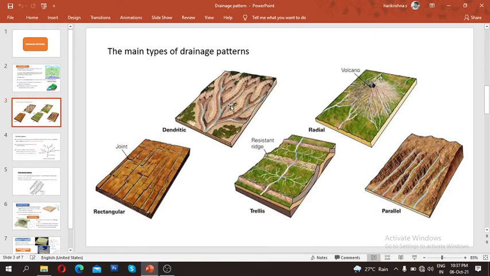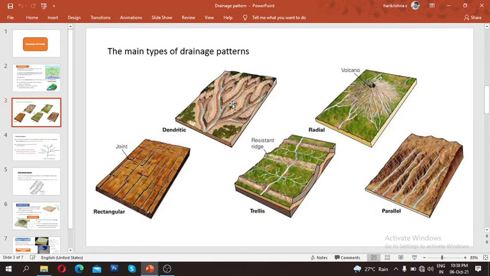The other specialty of the dendritic pattern is that it is very common in almost all terrains. Whatever area we choose to study the drainage pattern or the drainage morphometry, this dendritic pattern will obviously be there. So it is the most common type of drainage pattern, which we can observe in almost all areas. So it is very important.